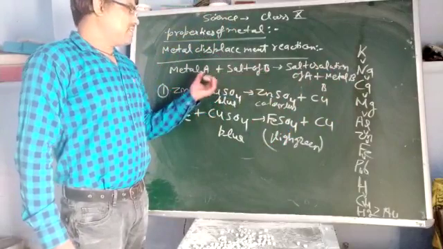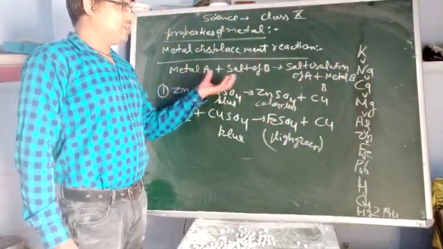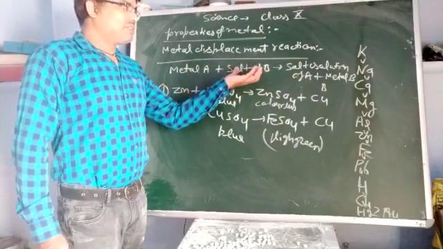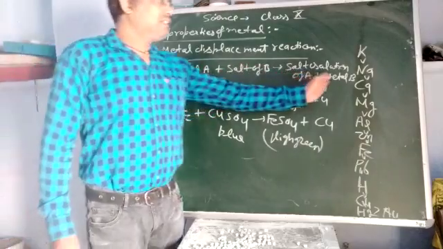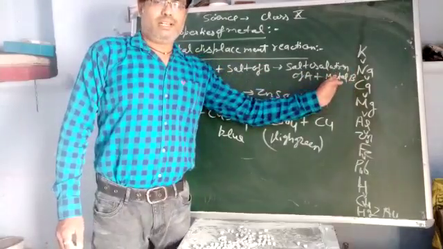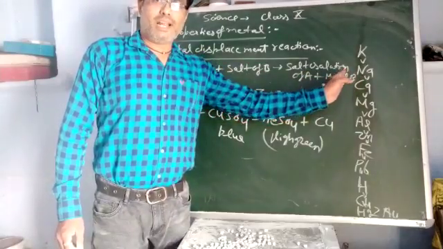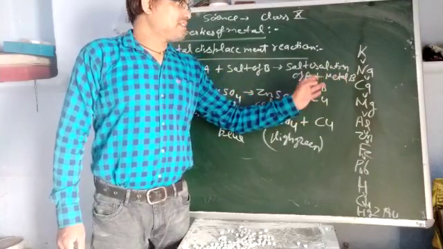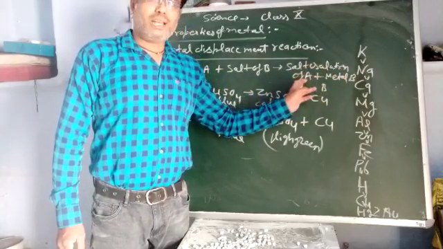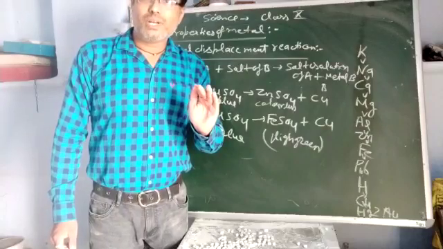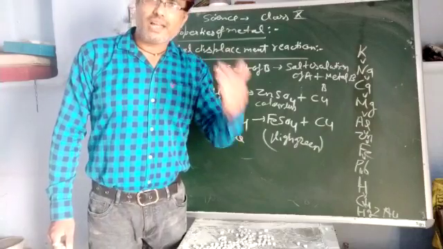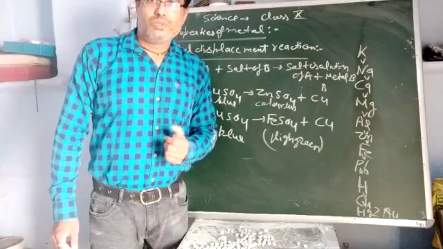So when we add this more reactive metal into the solution of the salt of metal B, metal B is displaced. It is removed in the form of metal atoms, and we get the salt solution of metal A. It means more reactive metals are converted to their ions in a solution. So there is one example.